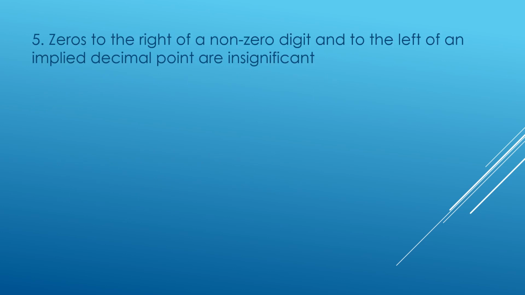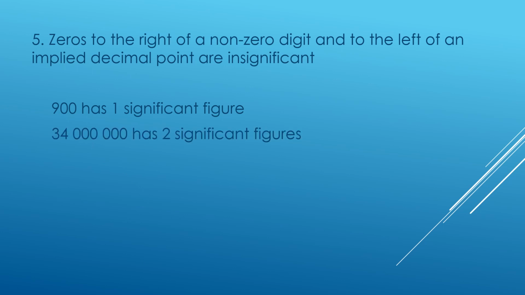Number 5. Zeros to the right of a non-zero digit and to the left of an implied decimal point are insignificant. 900 has only 1 significant figure. The zeros after 9 are not significant. 34 million has 2 significant figures. The trailing zeros after 4 are insignificant.